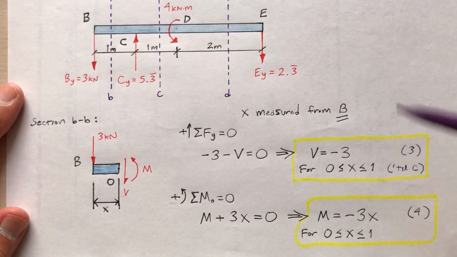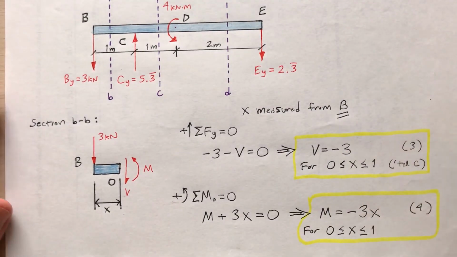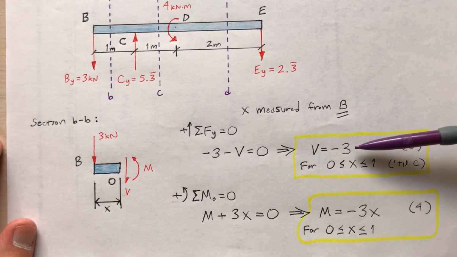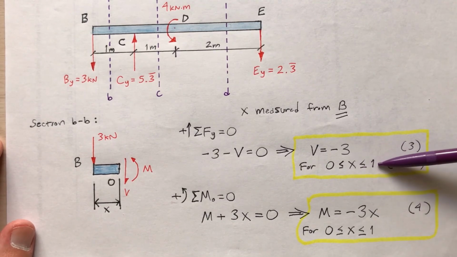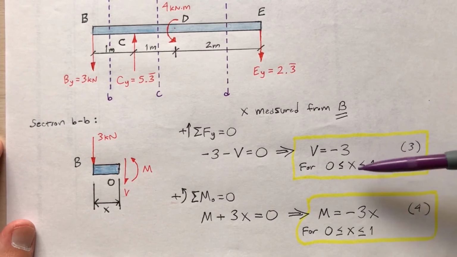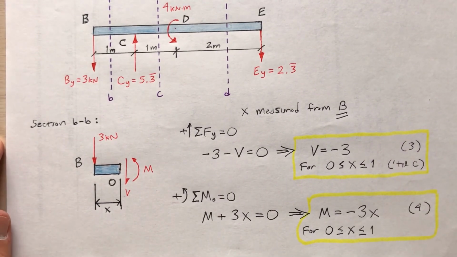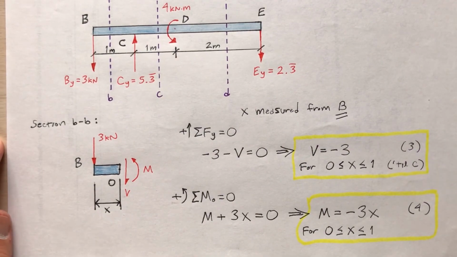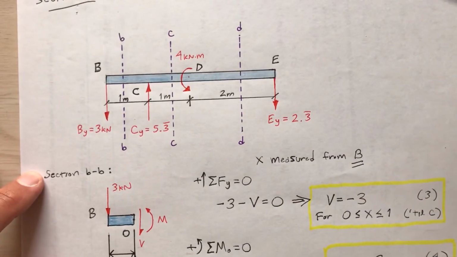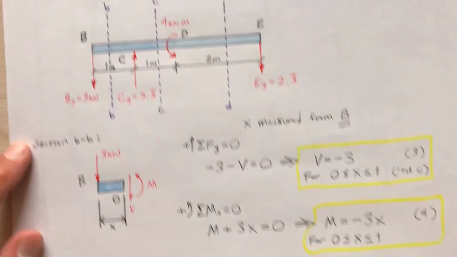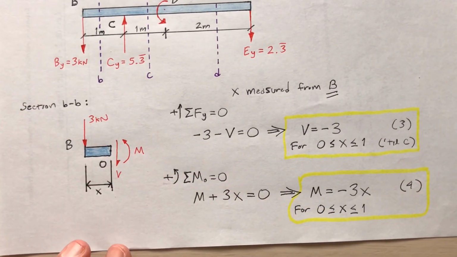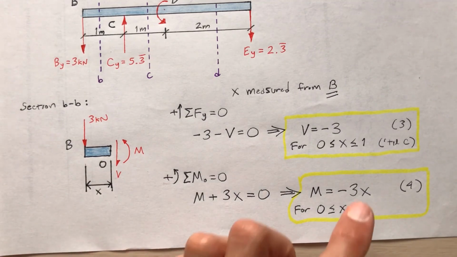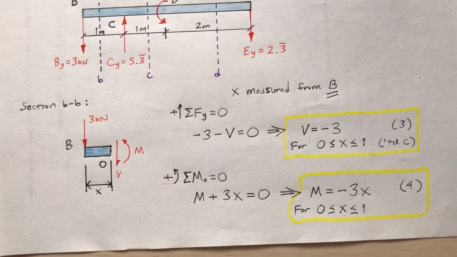Now applying the equilibrium equations, sum of the forces in the y direction is 0, I get shear is -3 kilonewtons for x being between 0 and 1. Remember that x is measured from point B this time. I say until C here, because if x is equal to 1, then I'm at point C. Then similarly for the moment, follow my work here: the sum of the moments about point O gives me an equation for the moment. Again, x is measured from point B in this case.